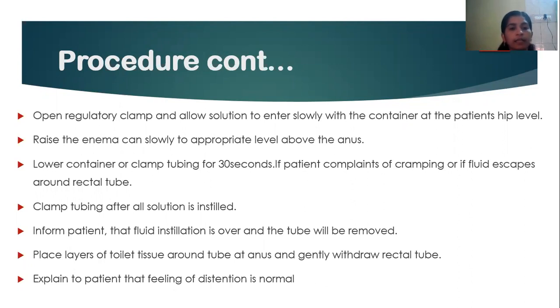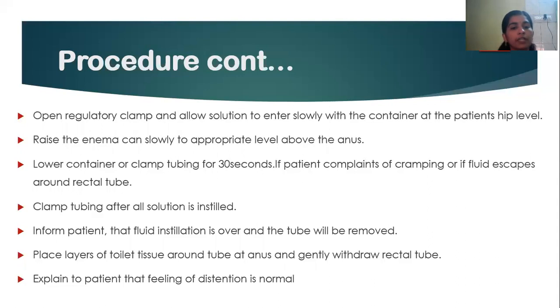Raise the enema can slowly to an appropriate level above the anus. Then only the fluid flow will progress. Lower the container or clamp the tubing for 30 seconds if the patient complains of cramping or if fluid escapes around the rectal tube. These are times we should stop for some time. Then we should observe the problem, and then continue. Clamp the tubing after all the solution is instilled.